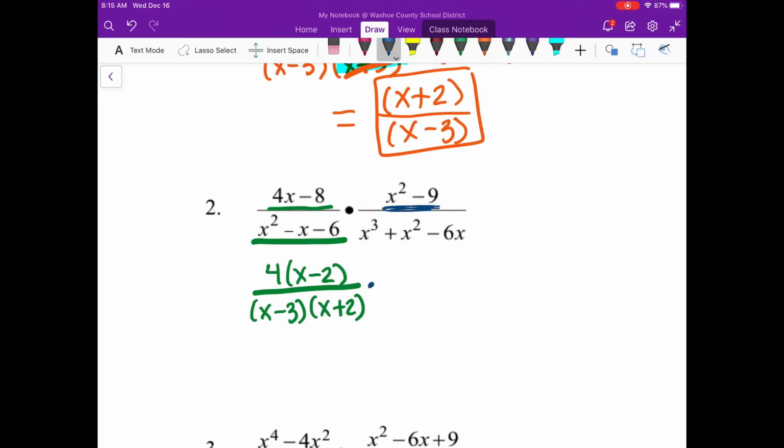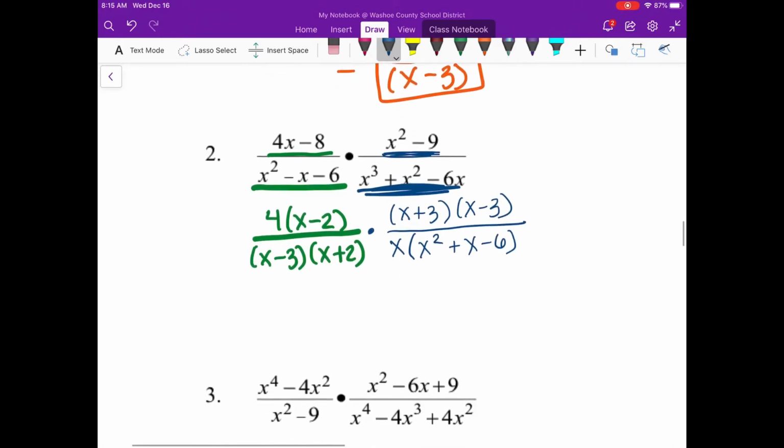Going on to the second one, this is a difference of squares. So this is actually x plus 3, x minus 3. And this one, again, it's a little bit different, so I might have to do an extra step. First, the only way to factor it would be to take out a common factor of x. That gives me a trinomial x squared plus x minus 6. So I have to further factor this part out.